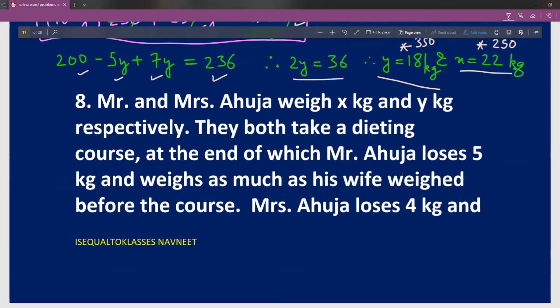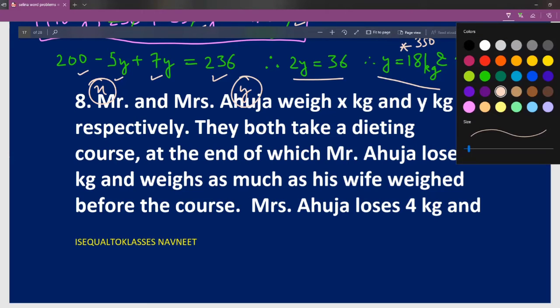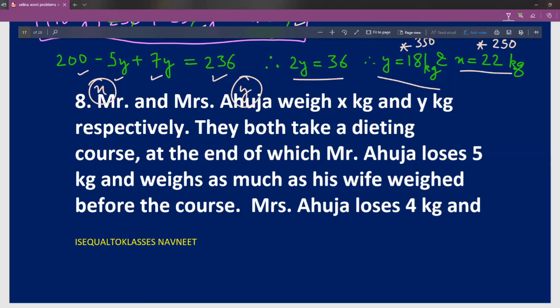Okay, again a bit tricky. Mr. and Mrs. Ahuja weigh x kg and y kg respectively. So Mr. Ahuja weighs x kg and Mrs. Ahuja weighs y kg. See, in all these problems, if you are not able to understand the first time, you need to read the word problem 3 or 4 times. There are times when word problems become tricky. So Mr. Ahuja is x kg and Mrs. Ahuja is y kg. Okay, fine.